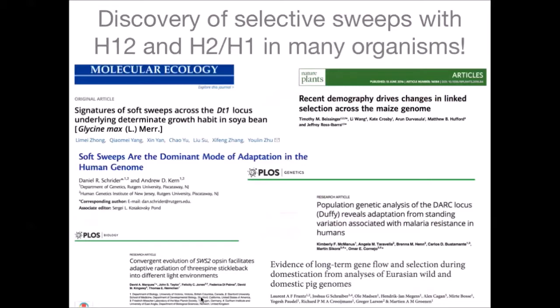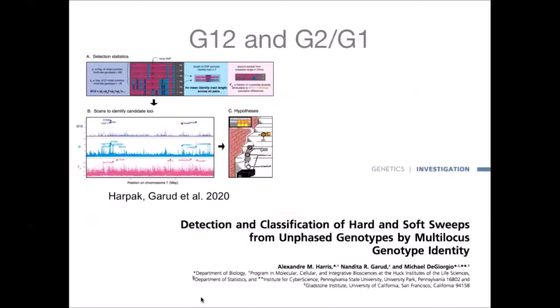And recently, we developed an unphased version called G12 and G2, and this is capable of expanding our space towards dealing with non-model organisms. We recently applied it to New York City rat data and found several interesting candidates of selection. And so this has been a really exciting area of work for me, and we continue to develop these statistics for new applications and also for making these more widely applicable for people.